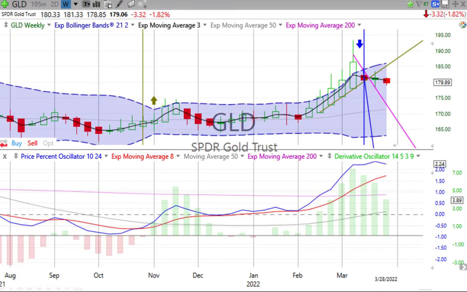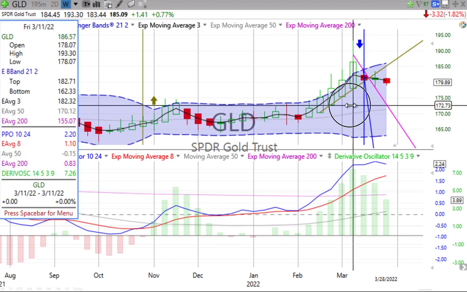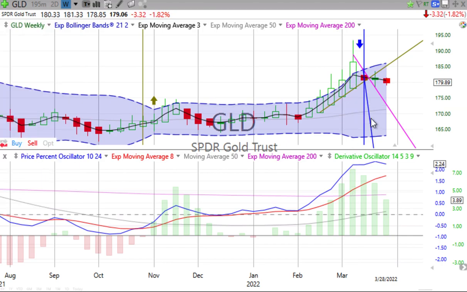What about gold? Gold was our big downer for the day, 1.82%, our only downer for the day. And of course, what do we see happening? Red down candle forming. Don't forget, gold peaked most recently back on Friday the 11th of March. Down that next week, green spinning top last week, and then starting this week off going down. Price percent oscillator still positive, but heading down. Derivative oscillator positive, losing momentum.